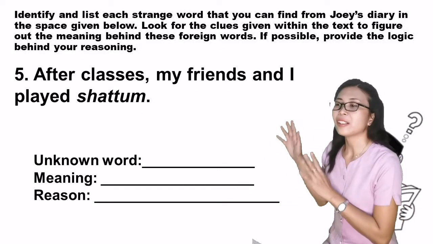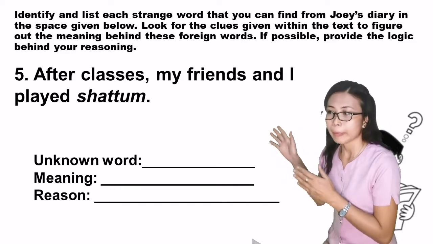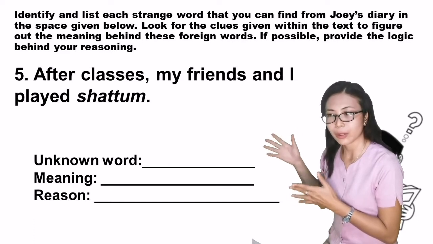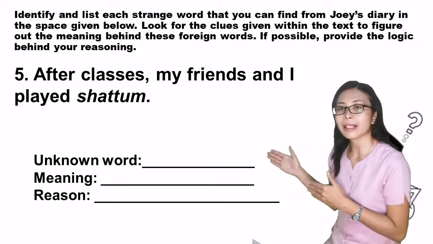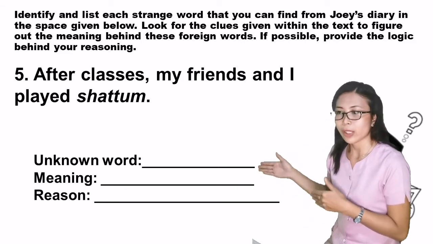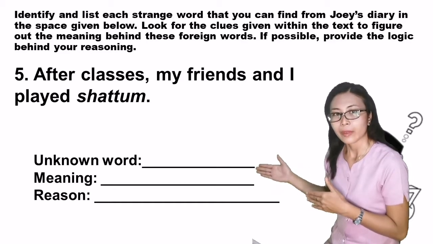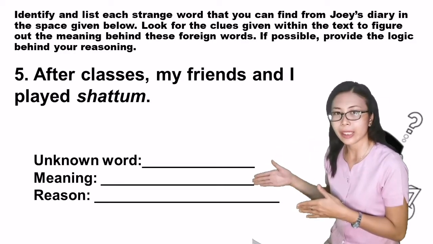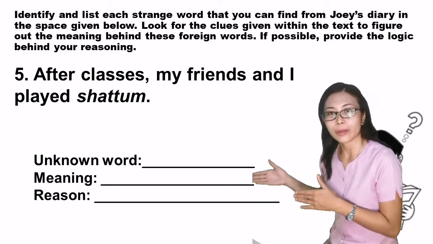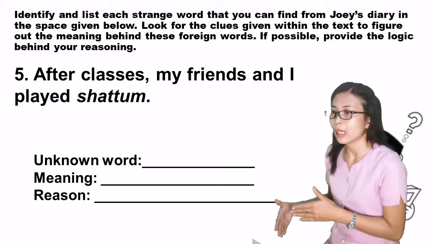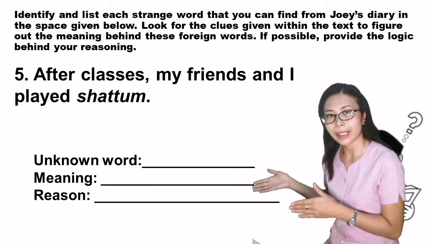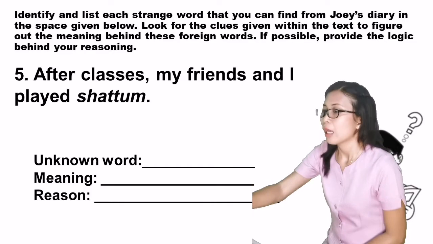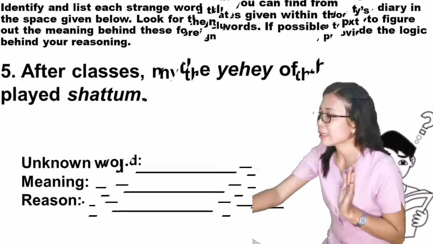So, again, the unknown word is shatum because that is the word which is unfamiliar to us in that sentence. The unknown word is shatum and the meaning is basketball because that is the only game that uses a ball for dribbling and shooting. And the reason is the situation given in the succeeding sentences, that he is playing with his teammates who are also very good in shooting and dribbling. Next, yay, congrats, group 5.